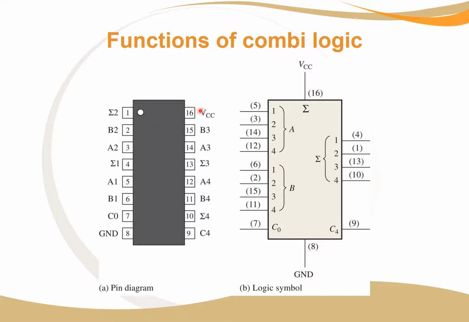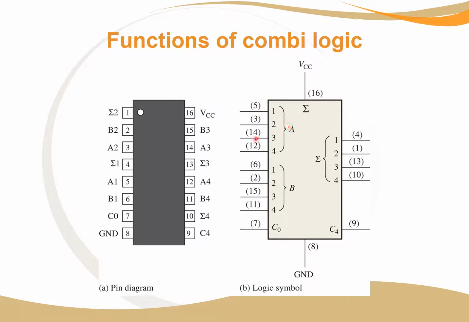So here we see that's the VCC, that's the power, and that's the ground. We have the sum 1, 2, 3, and 4. That is on this side. So these numbers in brackets are the actual pins on the IC.